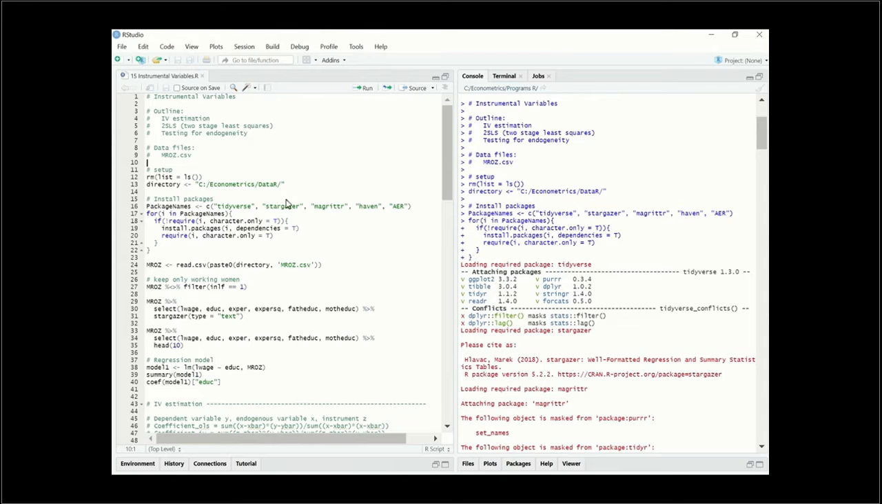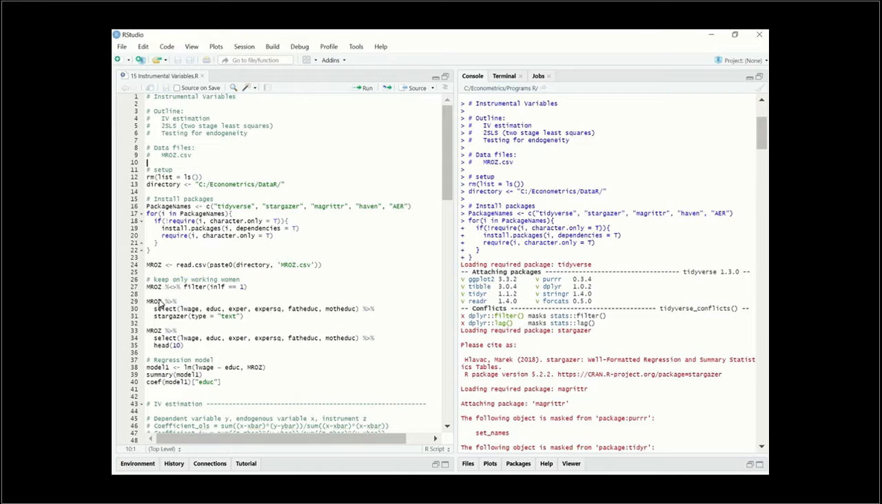So here are a few required packages that we're going to be using for this R script. And as I said, we're going to be reading the MROZ.csv data file and calling it our data frame MROZ. This is a data set of working women, and in labor force is one of the variables in there, and we will filter and only keep working women. So if in labor force equals 1, then we are going to keep only those observations.